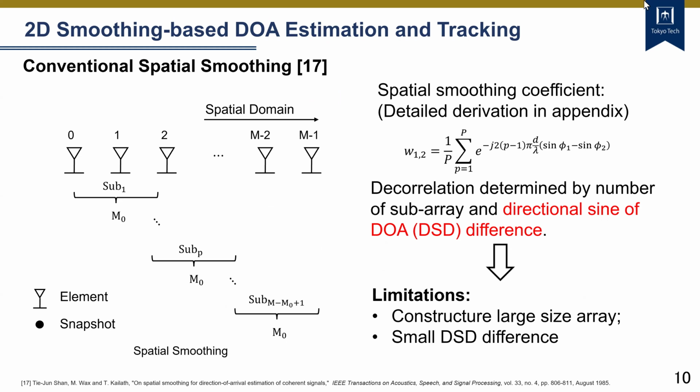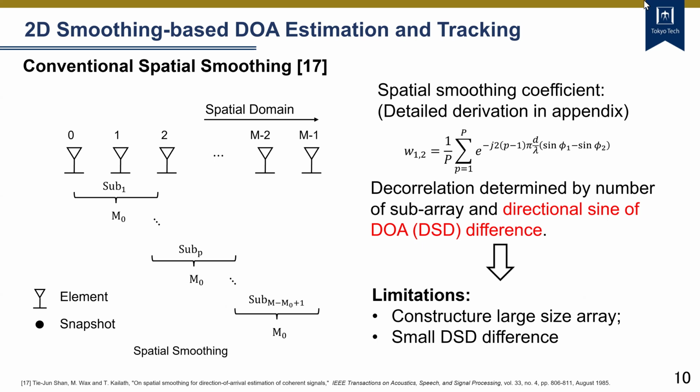In the conventional way to solve the rank deficiency, normally we can conduct the conventional spatial smoothing. So this technique first separates all of the elements in the spatial domain into several sub-areas, and then we can calculate the covariance matrix at each sub-area and then take the average.